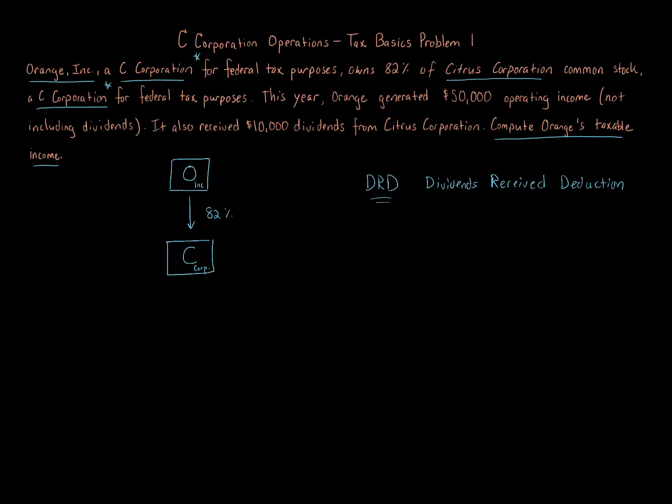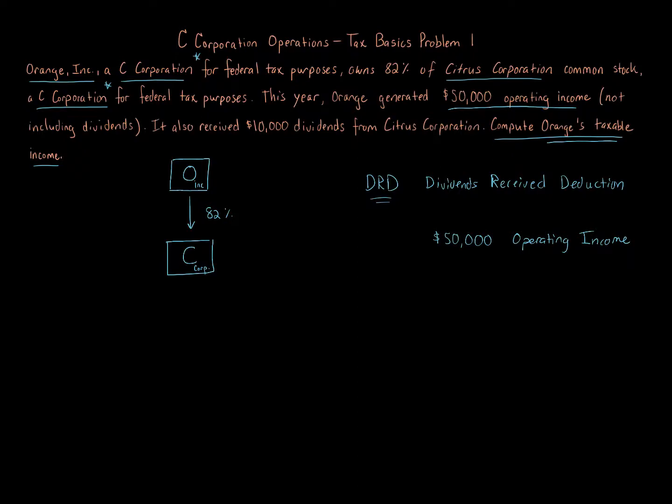We're told that Orange, whose taxable income we're computing, not Citrus's corporate taxable income, just Orange's, generates $50,000 of operating income this year, not including any dividends received. It also received $10,000 of dividends from Citrus Corporation. So the $50,000 of operating income does not include any dividends. That's from the normal operations of the business, not including any interest, gains or losses on sales of property, or dividends. We're talking about the normal sales and operations of the business. If it's a retailer, it's selling your merchandise and the normal cost of goods sold and expenses related to that. So the $50,000 operating income does not include dividends.